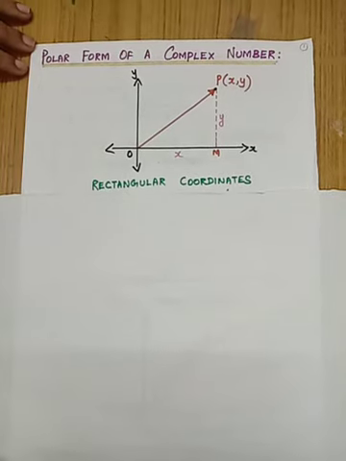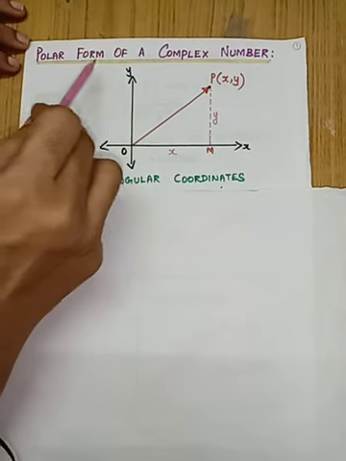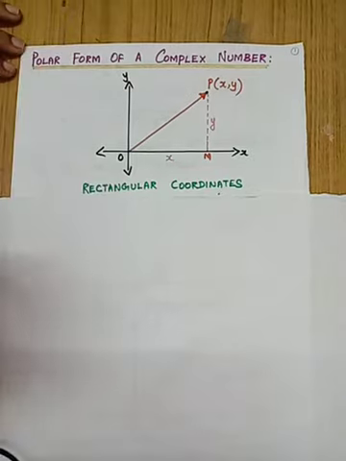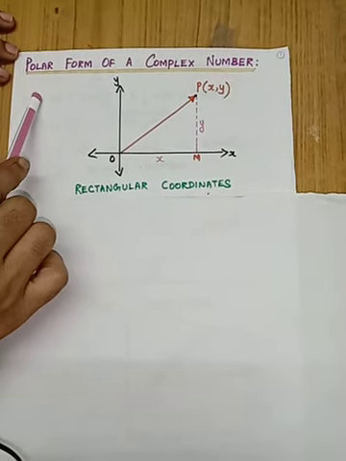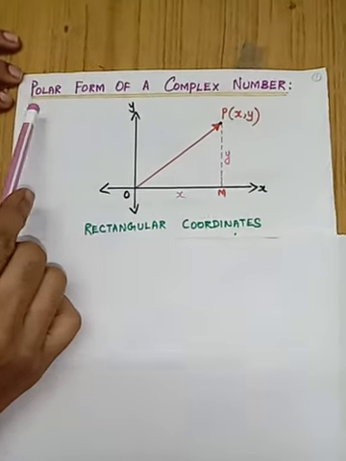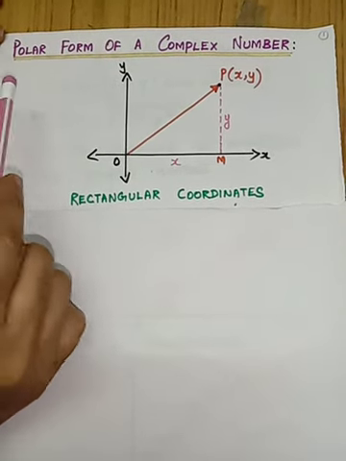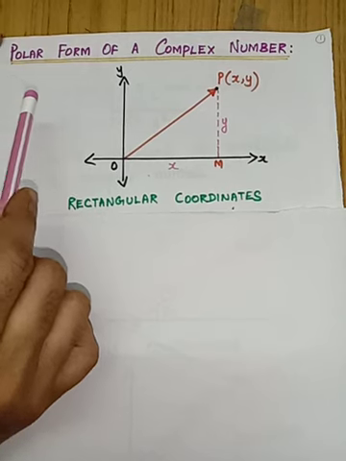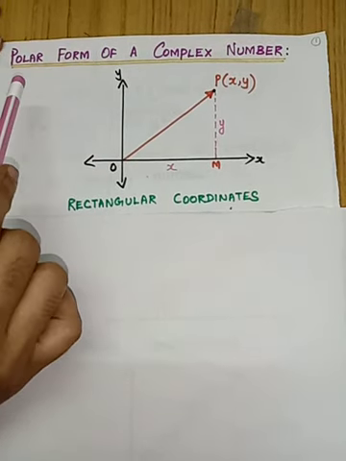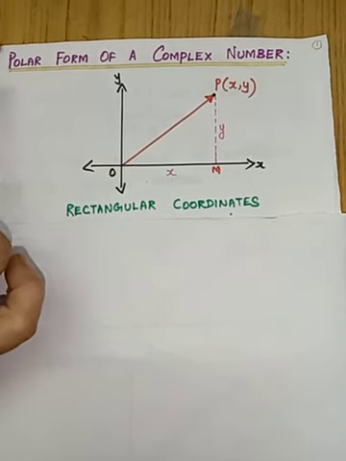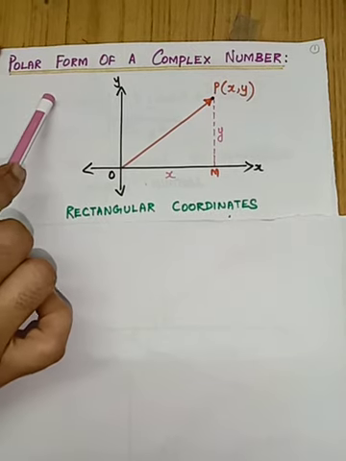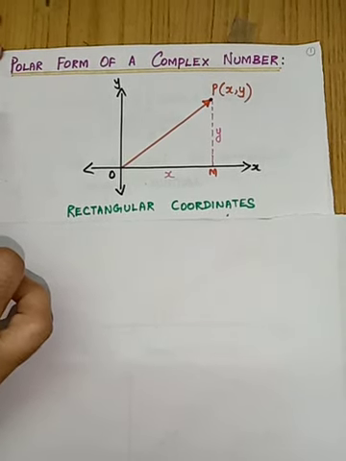Students, today we are going to see the polar form of a complex number. It is a very important topic. So why do we have to go to polar form? For finding powers and the roots of the complex number. It is easier to work with the complex number in polar form compared to rectangular form.